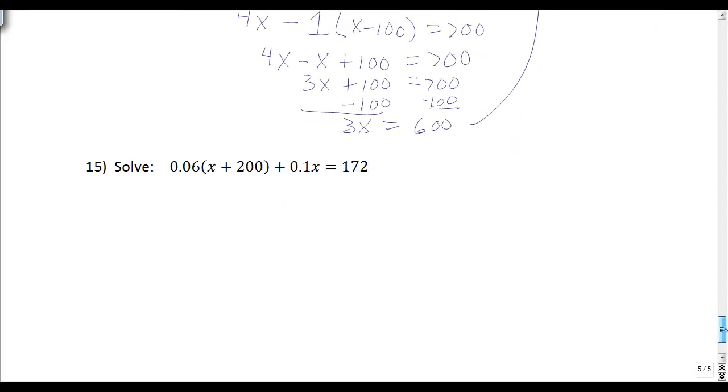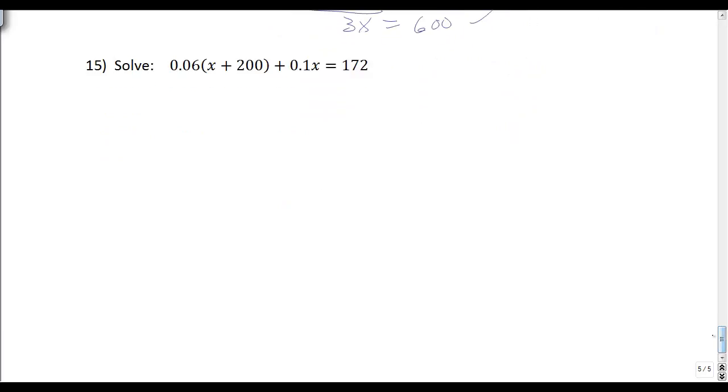Okay, another decimal question. I want to solve 0.06 times x plus 200 plus 0.1x equals 172. Same strategy as before, but now we have one decimal with 2 digits to the right, one with 1. So I'm going to multiply both sides by the larger, which is 100. If I multiply by 10, here I'll just get 0.6. So if I multiply by 100, I'll get rid of both decimals. So let's work this out.